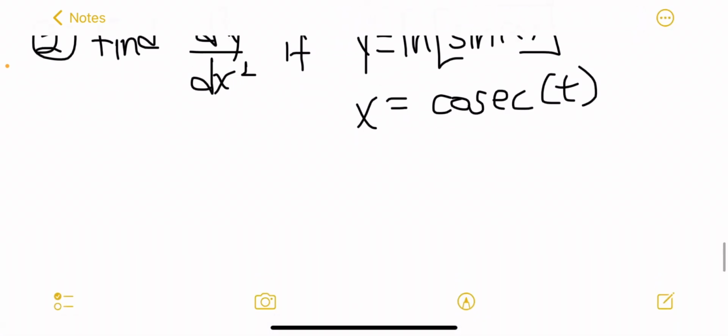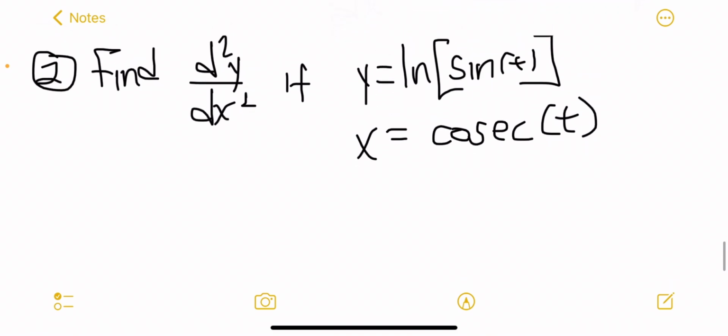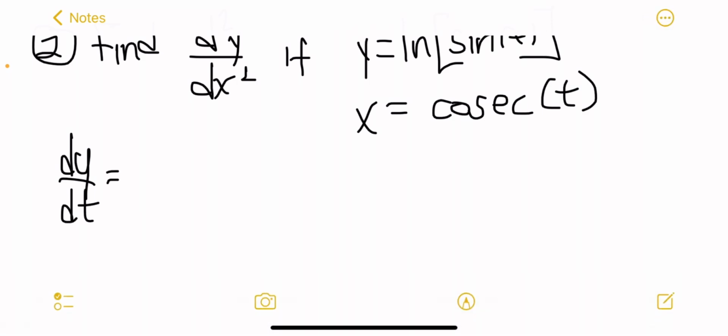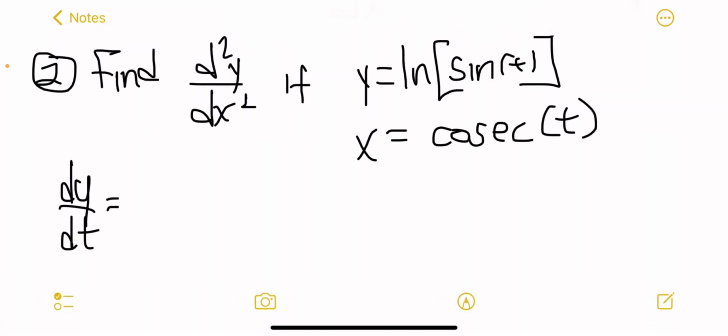So the first thing, before we go to the second derivative, we have to find the first derivative. Then how do we find the first derivative? We have to first derive y in terms of t. We derive x in terms of t. So dy over dt will be equal to the derivative of ln of sine of t. We know the derivative of ln of something is 1 over that something, multiplied by the derivative of that something. This is what I mean.